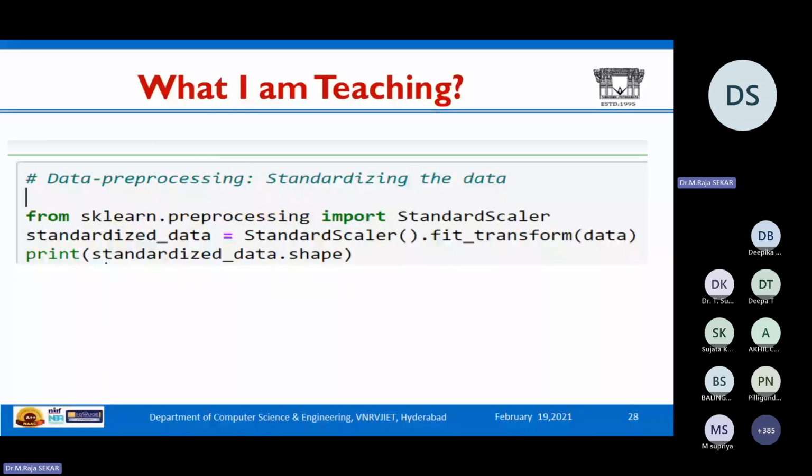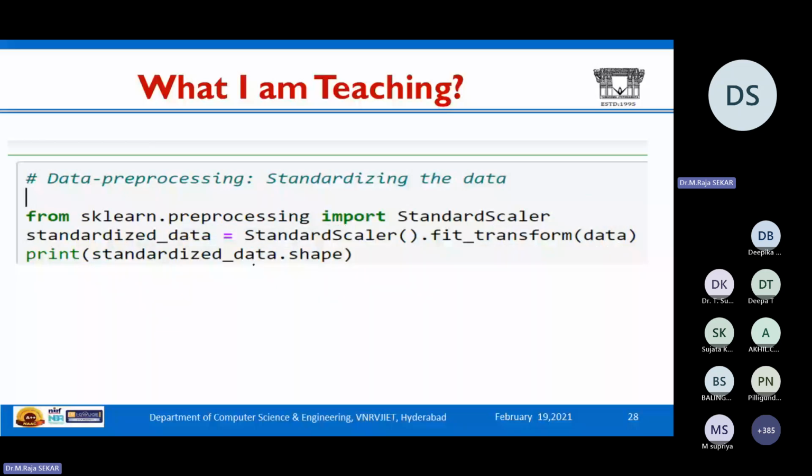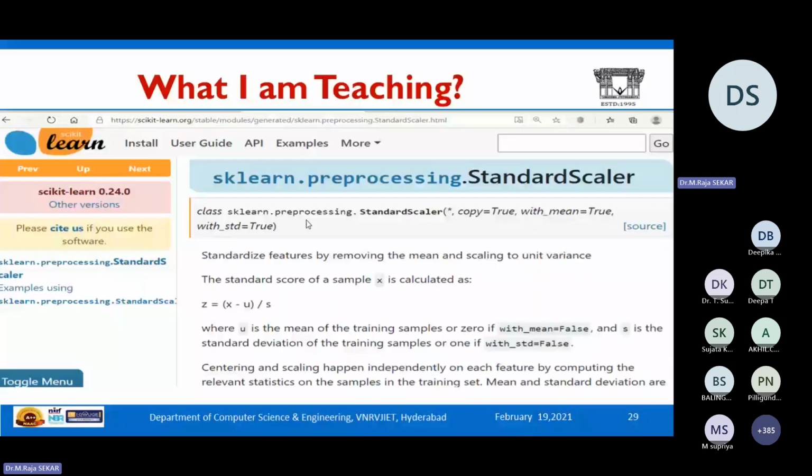Yes. What am I doing? StandardScaler dot fit_transform, and the data is my sample data. I'm standardizing this. What is standardization? Why do we need standardization? Why is it important? I will show you. This is in sklearn.preprocessing.StandardScaler, a particular function.